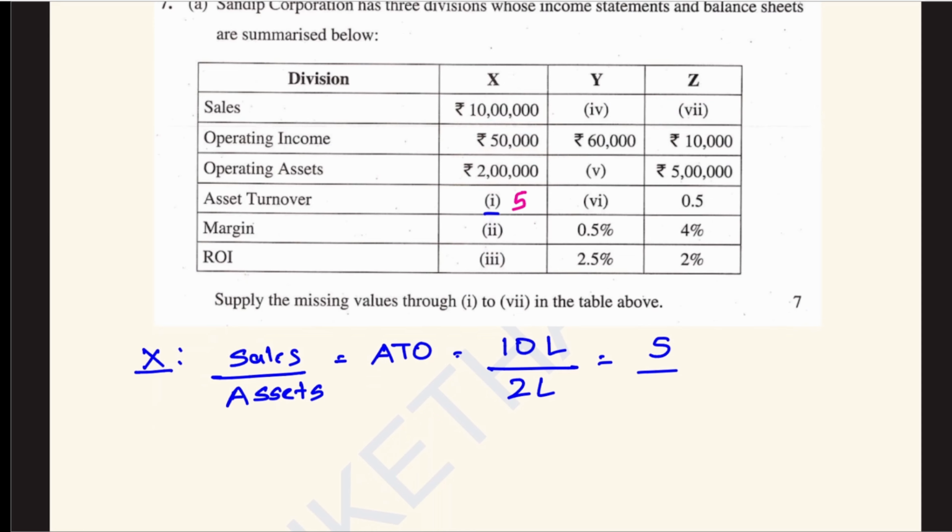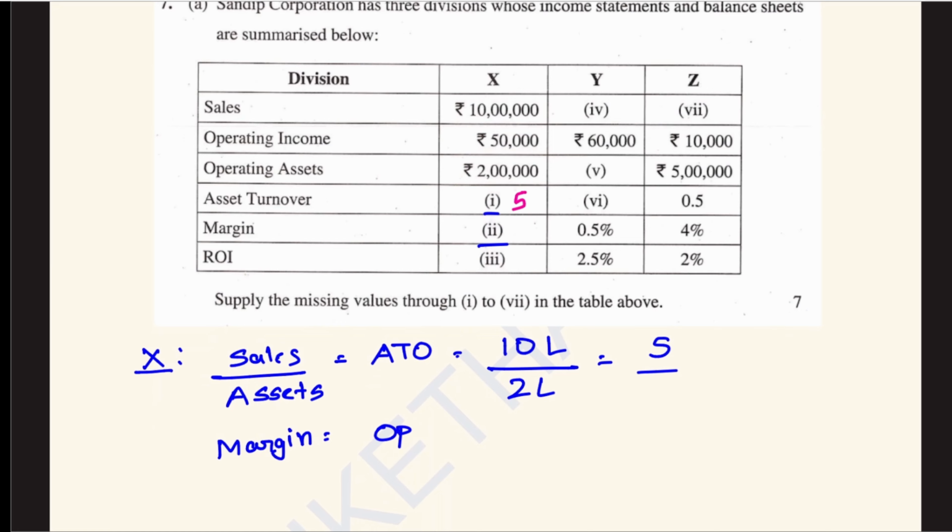Next missing information is margin. Margin is easy to calculate. But here they are asking margin as a percentage. Why? Look at the values of Y and Z, you have percentages. So what is the margin? In your DuPont, the first factor is your net profit margin. In the margin, the numerator is net income actually. But in this question, net income is not given. Only operating income is given. So I will take only operating income.